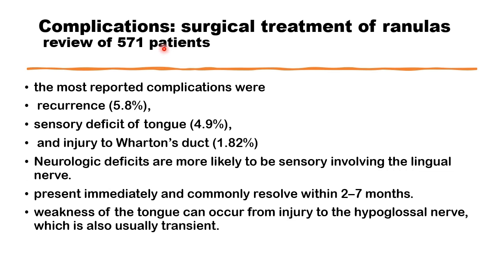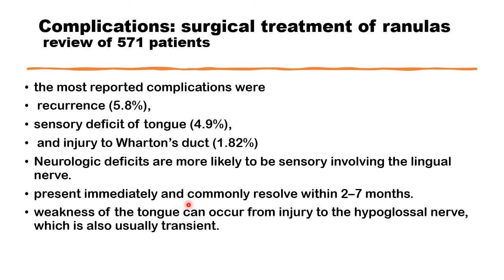A review of over 500 cases analyzing surgical complications shows that the most reported complications were recurrence of the ranula in about 6% of the cases, and injury to the lingual nerve in about 5% of the cases, injury to Wharton's duct in just less than 2% of the cases, and injury to the hypoglossal nerve in lesser percentages. These complications usually present immediately, but commonly resolve within a time span of 2 to 7 months.